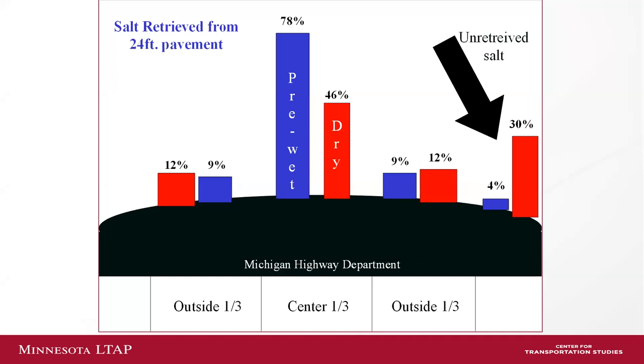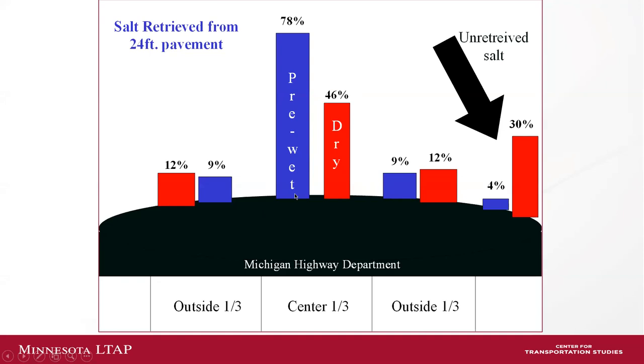Now, Michigan Highway Department did a study comparing dry material application to pre-wet applications. And they did this quite a few years ago, I don't know, probably 15 to 20 years ago. They actually repeated their study just a few years ago, and they came up with pretty much the same results. So this black part here indicates a 24-foot pavement. And we want to keep the chemical concentrated to the center one-third of the roadway. If we're applying pre-wet material, 78% of that material stays in that center one-third of the roadway, whereas if it's dry, only 46% stays in the center of the roadway.